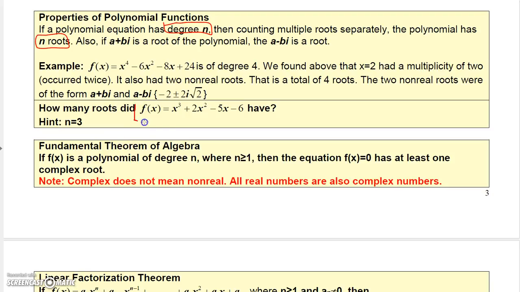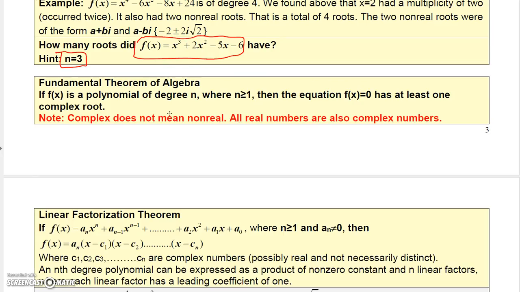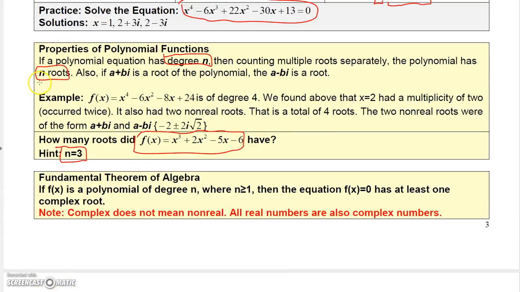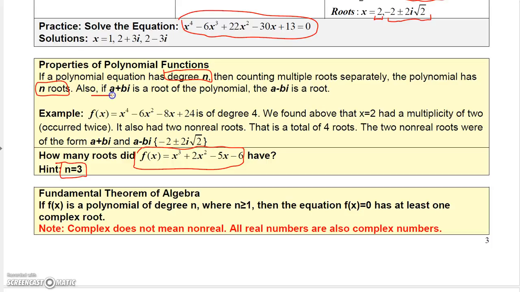So how many roots did this have? Well, the degree is 3, so if you count any roots of multiplicity, then n equals 3. And if you go back and check, you'll see that n equals 3. Okay, now one thing that I want to mention here, if a plus bi is a non-real root, then so is a minus bi. So anytime a plus bi is a root, then a minus bi must be a root. So if you have 3 plus 2i as a root, you're also going to have 3 minus 2i as a root. And I'll finish these last couple of theorems on the next video.